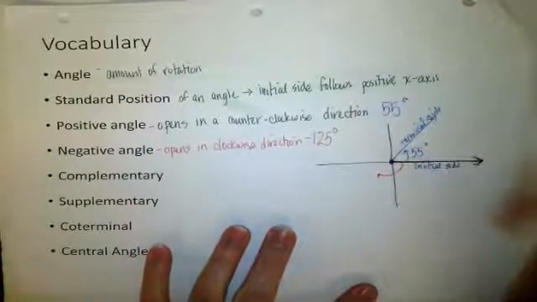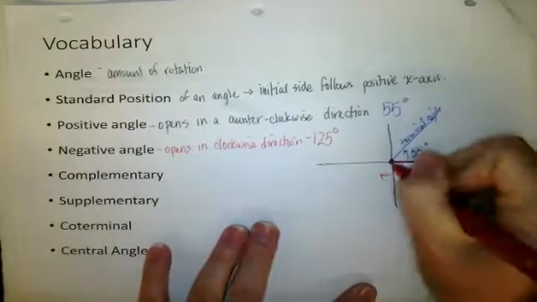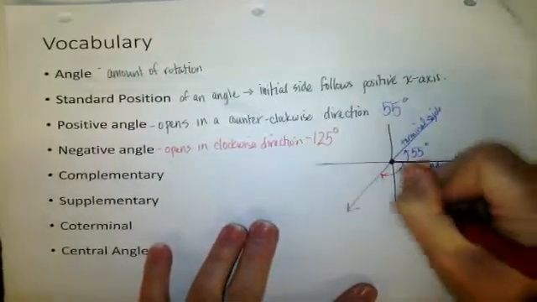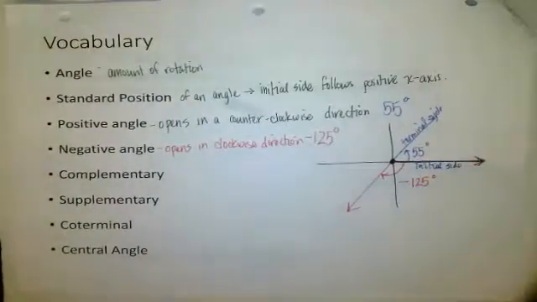Now, 125 is more than 90. So here might be negative 125 degrees, just about. Always along the positive x-axis. Yes, the initial side is always along the positive x-axis. Good.